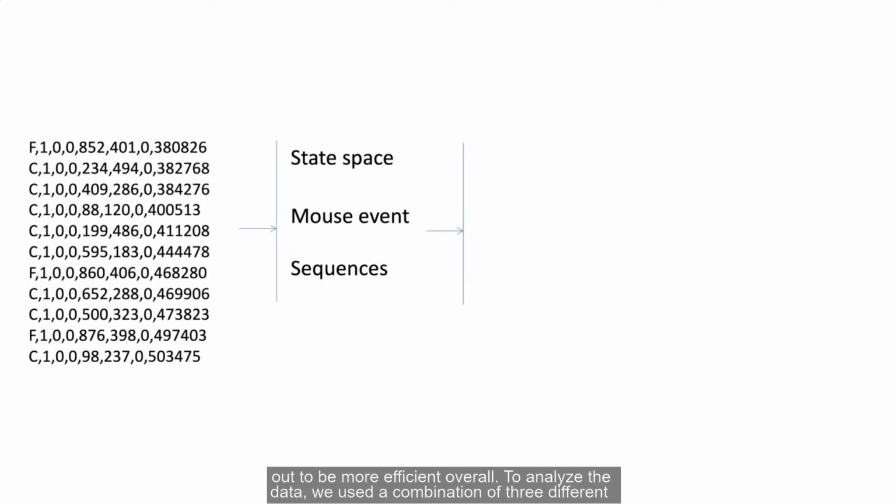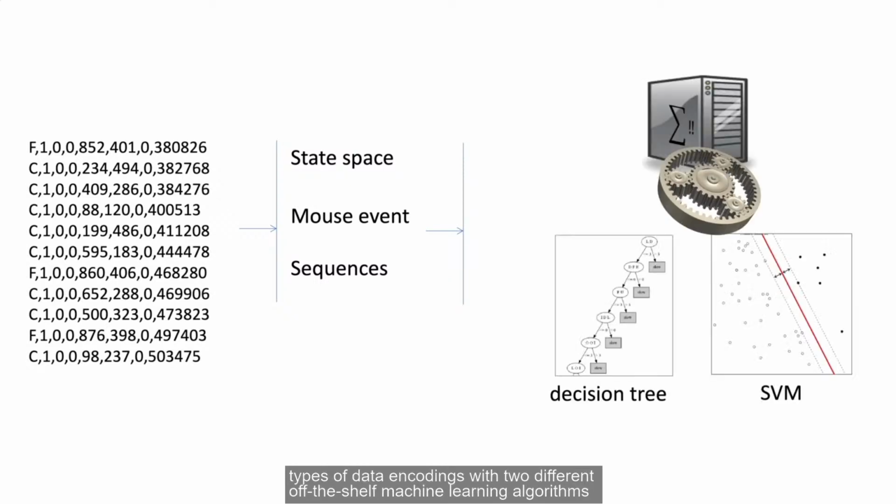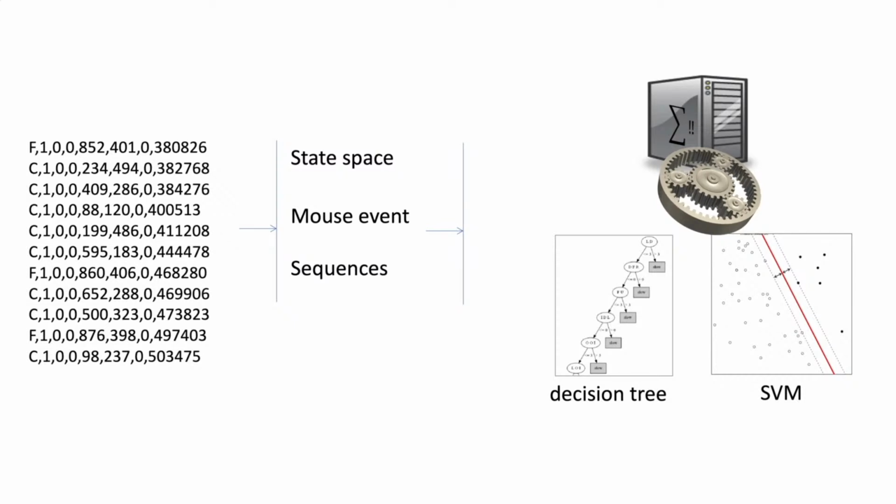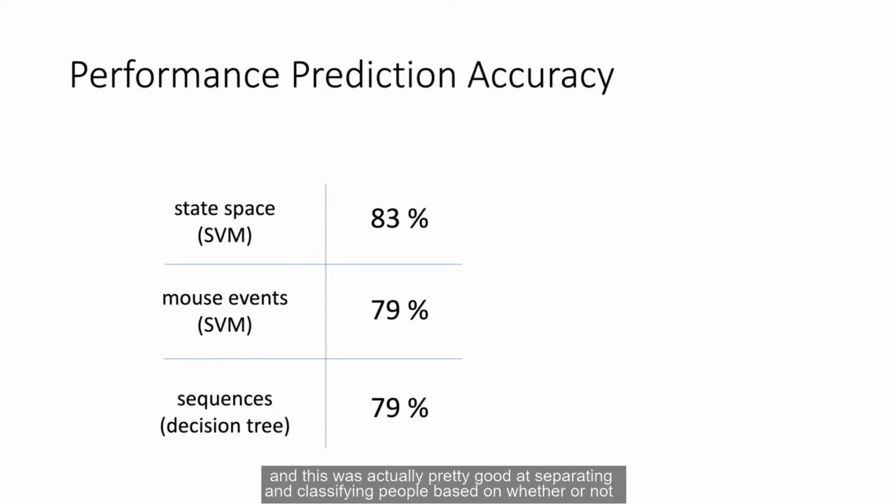To analyze the data, we used a combination of 3 different types of data encodings with 2 different off-the-shelf machine learning algorithms. And this was actually pretty good at separating and classifying people based on whether or not they're going to be fast or slow. So on average, we got about 80% accuracy at this prediction task.